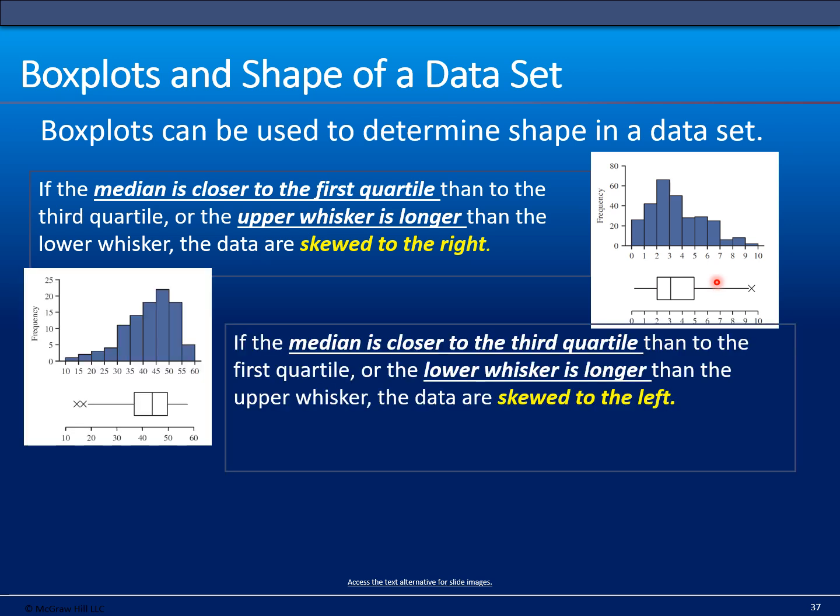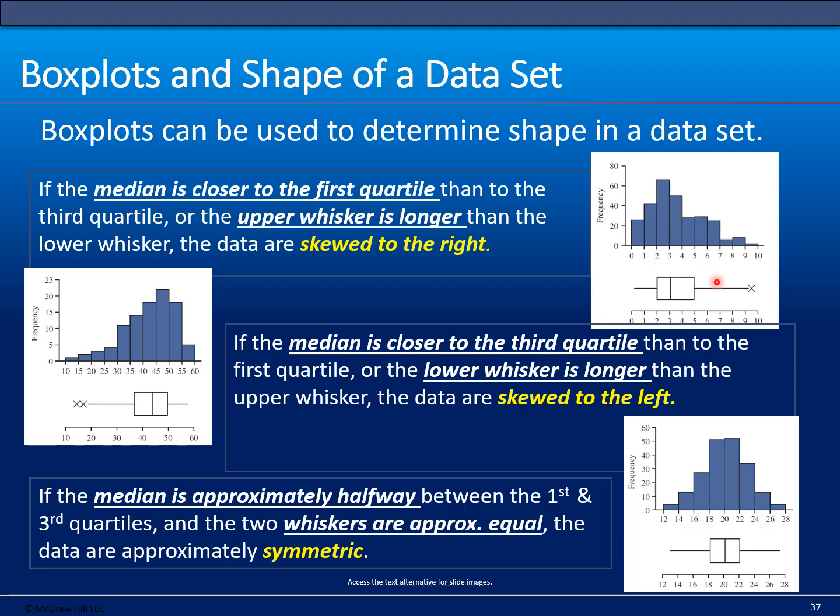Similarly, if the median is closer to the right and the whisker on the left is longer, then it's skewed to the left. And when the median is approximately in the middle of the box and the whiskers are approximately the same, then the box plot tells you that you have data that is approximately symmetric. So the box plot quickly tells us if we have skewed right, skewed left, or relatively symmetric data. That's one of the biggest reasons we use the box plot, to quickly tell if we have symmetric data.